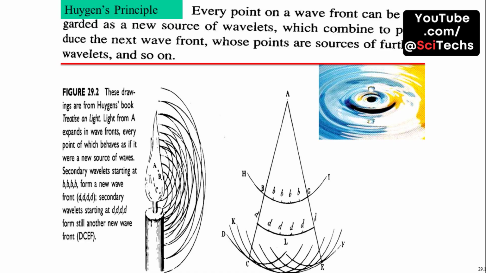Huygens' principle states that every point on a wavefront can be considered a source of secondary wavelets. These wavelets spread out in the forward direction at the speed of light, forming new wave fronts.